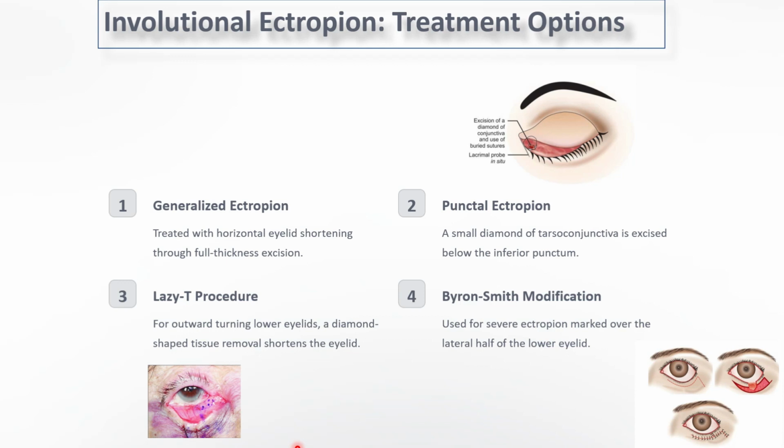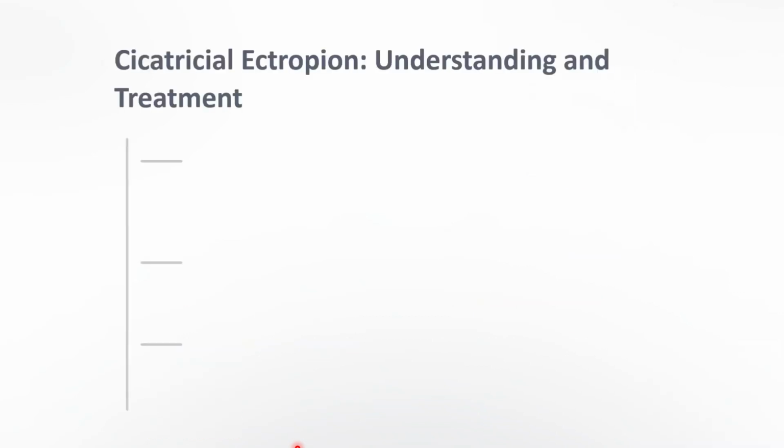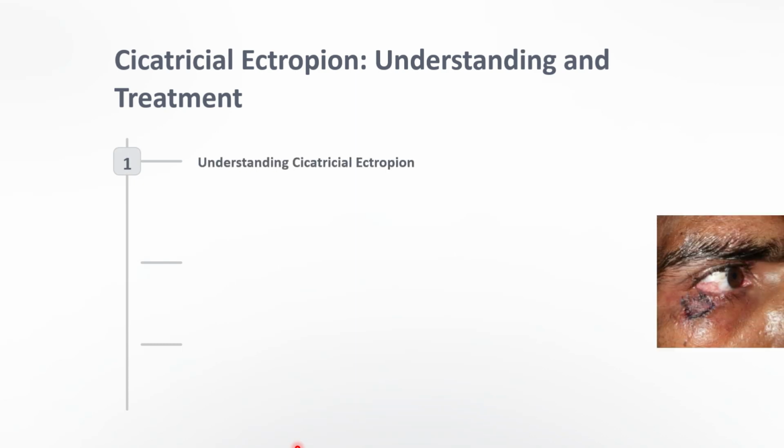Now, come to the second part of acquired ectropion, that is cicatricial ectropion. Cicatricial ectropion is when the eyelid turns outward because of the shortening of the anterior lamella of the lid, which is formed by skin and orbicularis muscle. This shortening can happen because of injuries, burns, inflammations, or previous eyelid surgeries.